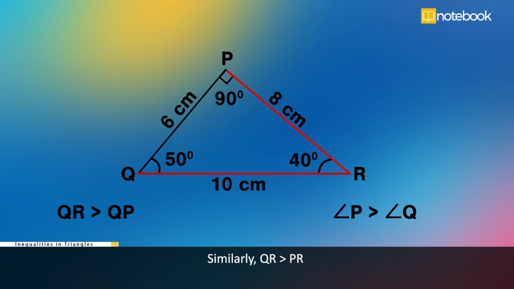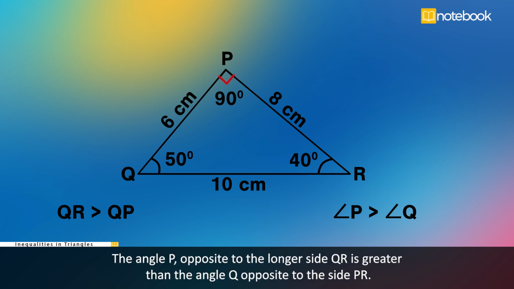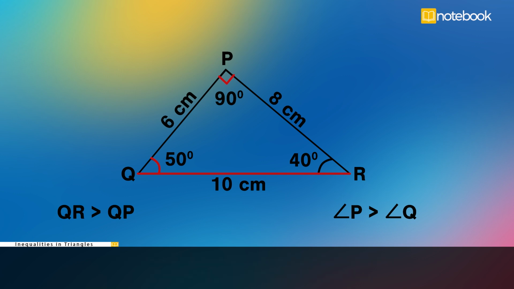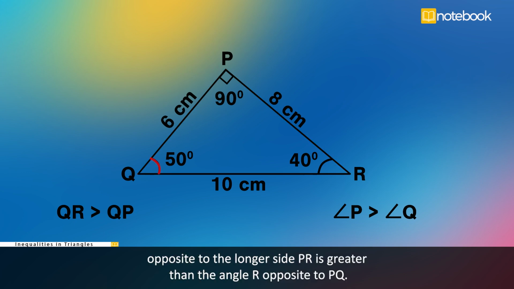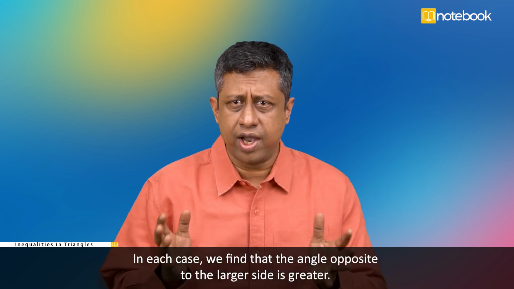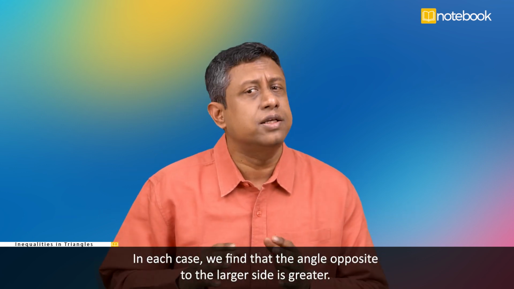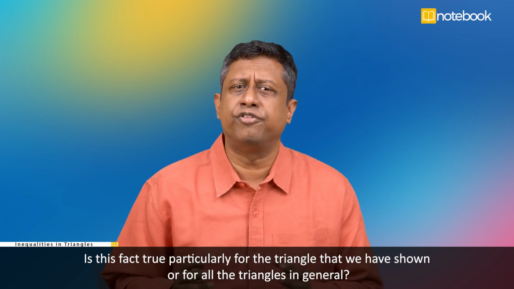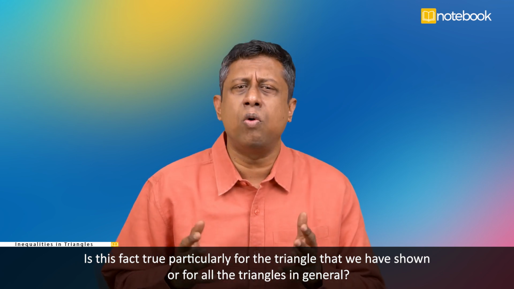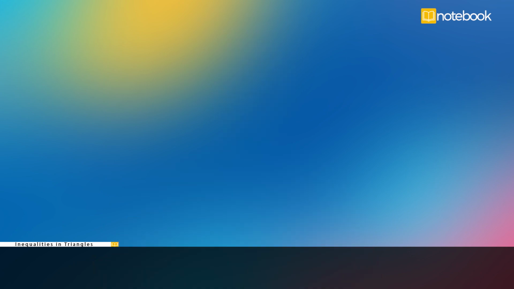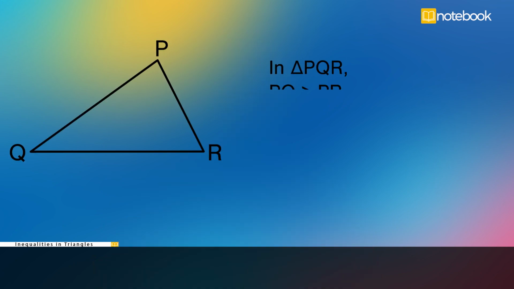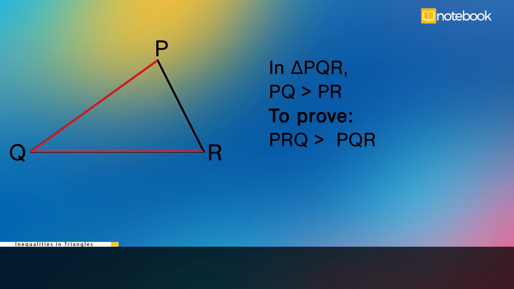Similarly, QR is greater than PR. The angle P, opposite to the longer side QR, is greater than the angle Q opposite to the side PR. Likewise, PR is greater than PQ. The angle Q opposite to the longer side PR is greater than the angle R opposite to PQ. In each case, we find that the angle opposite to the larger side is greater. Is this fact true particularly for the triangle that we have shown or for all triangles in general? Let's see. Suppose we have a triangle PQR such that PQ is greater than PR. We need to prove that angle PRQ is greater than angle PQR.